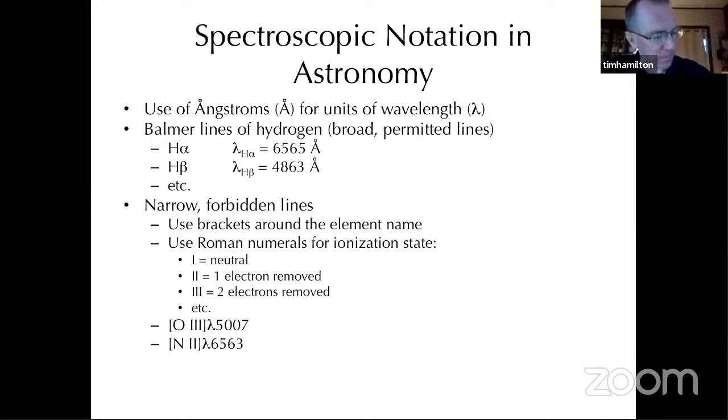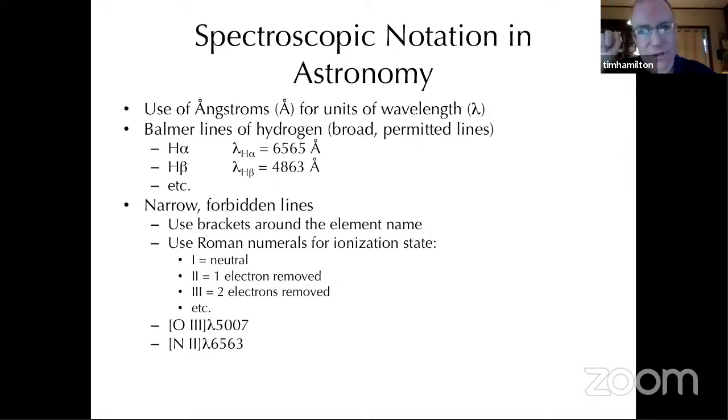In astronomy, we tend to use a little bit different notation than the chemists use. So let me show you some of our quirks here. We're going to use angstroms, named for Anders Ångström. I believe he was a Swedish physicist. The angstroms are going to be our wavelength units, and we'll use the Greek letter lambda for wavelength. Again, I'm sure many of you have gone way beyond this material, but this is just a review for those who haven't done any spectroscopy.